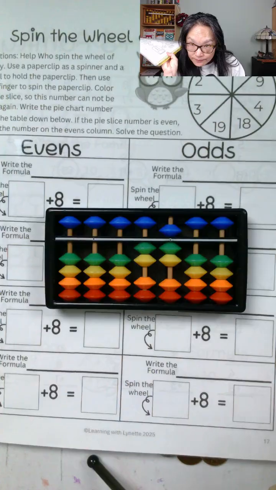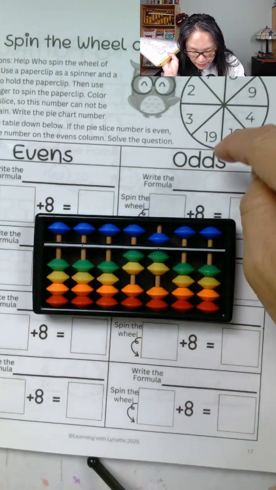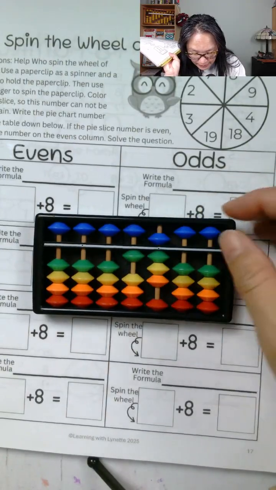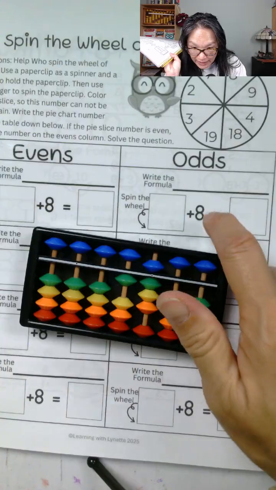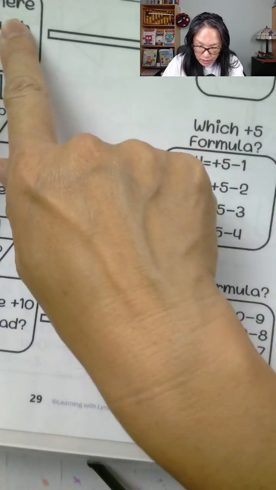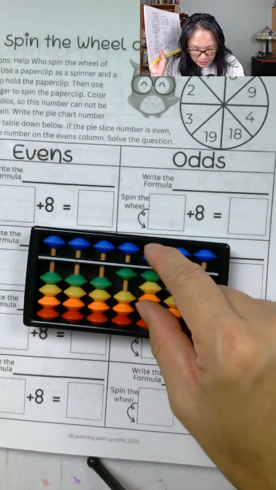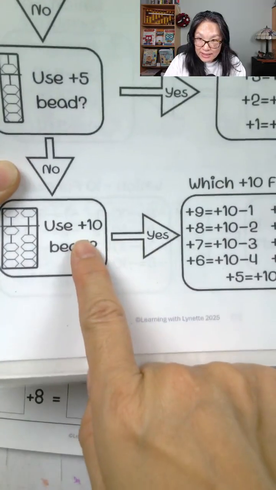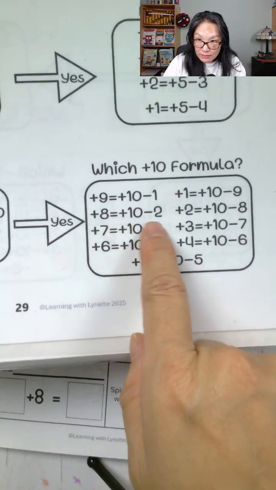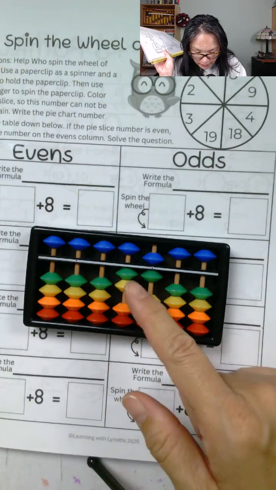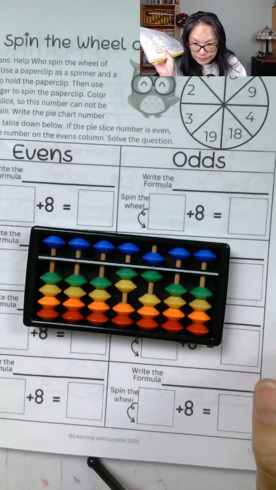Did that make sense? We can do it again with 16 or 18. Add 1, add 8. We want to add another 8. Can we do it? No, we can't add 8 because there's not enough beads. So it takes us all the way down to here. Plus the 8 is what? Plus the 10 minus the 2. And my final answer is 26.